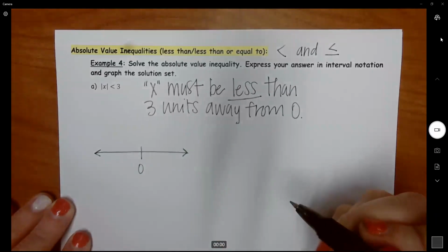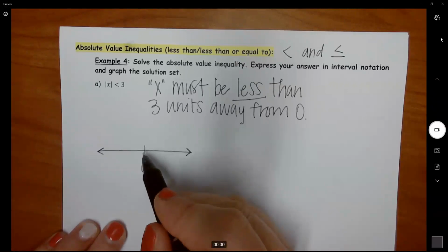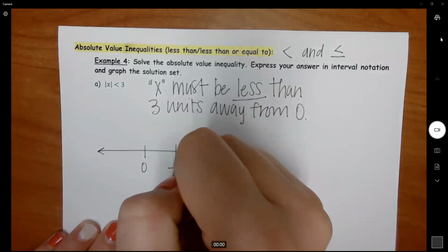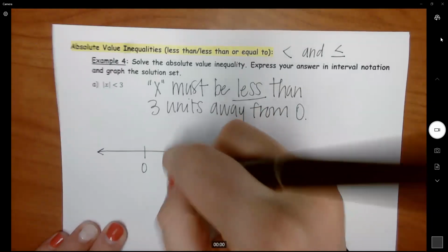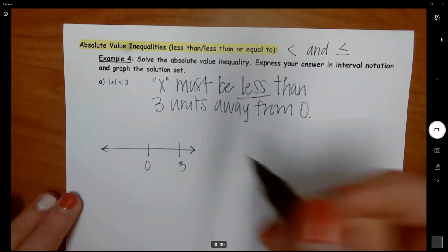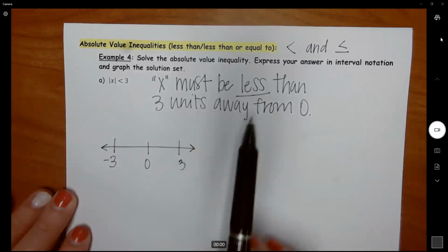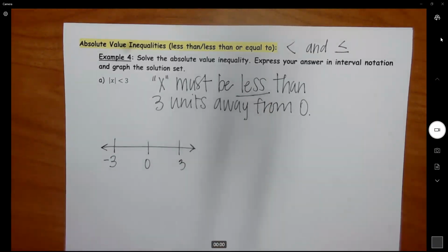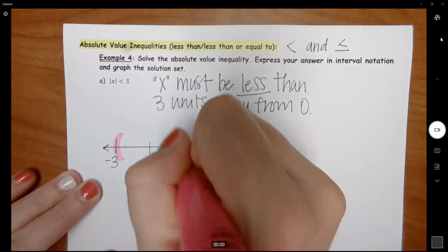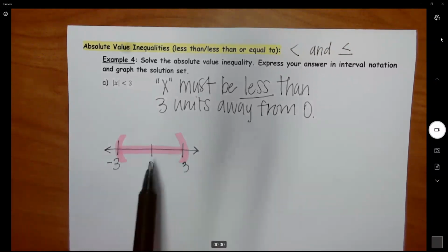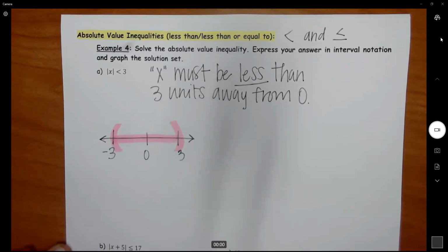So when I have my 0 here, I could go 3 units over here. And that should be positive. And I can go 3 units in the negative direction. But it's got to be less than 3 units away. So we're talking about this portion right here. Everywhere that is highlighted is less than 3 units away from 0.